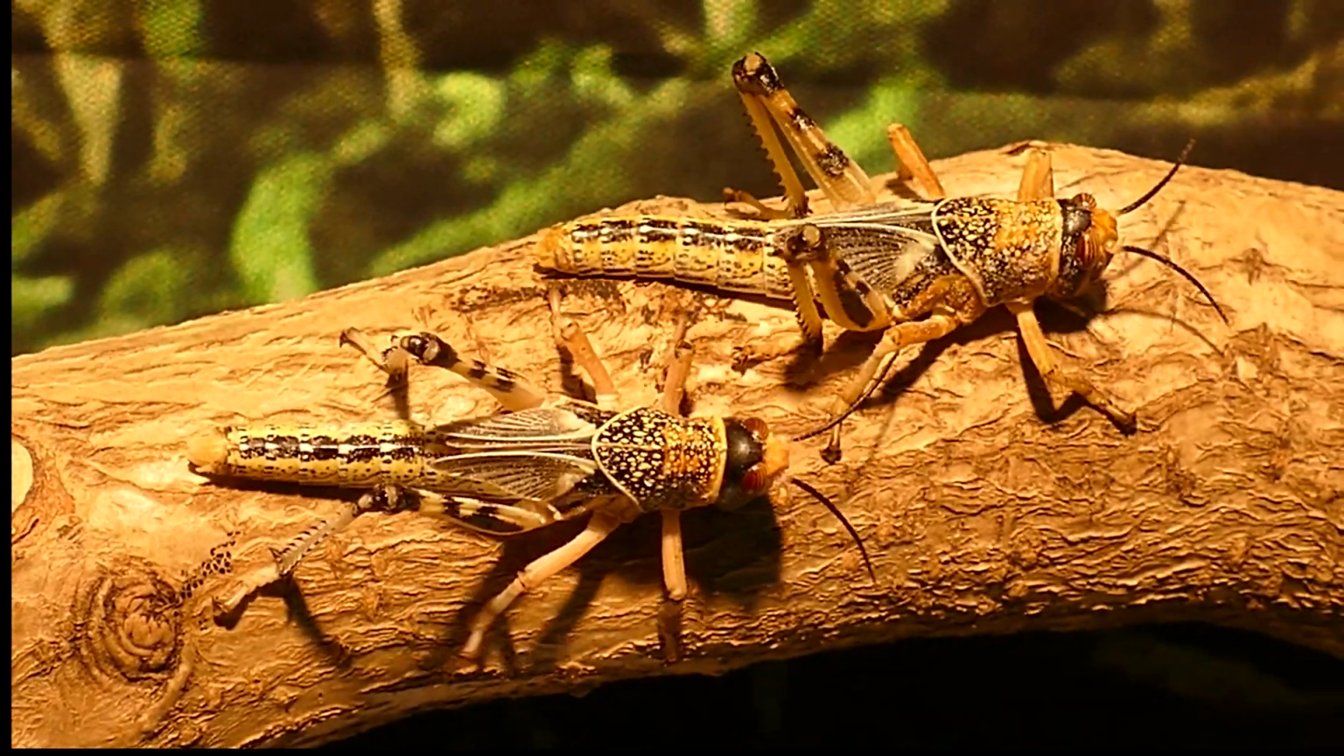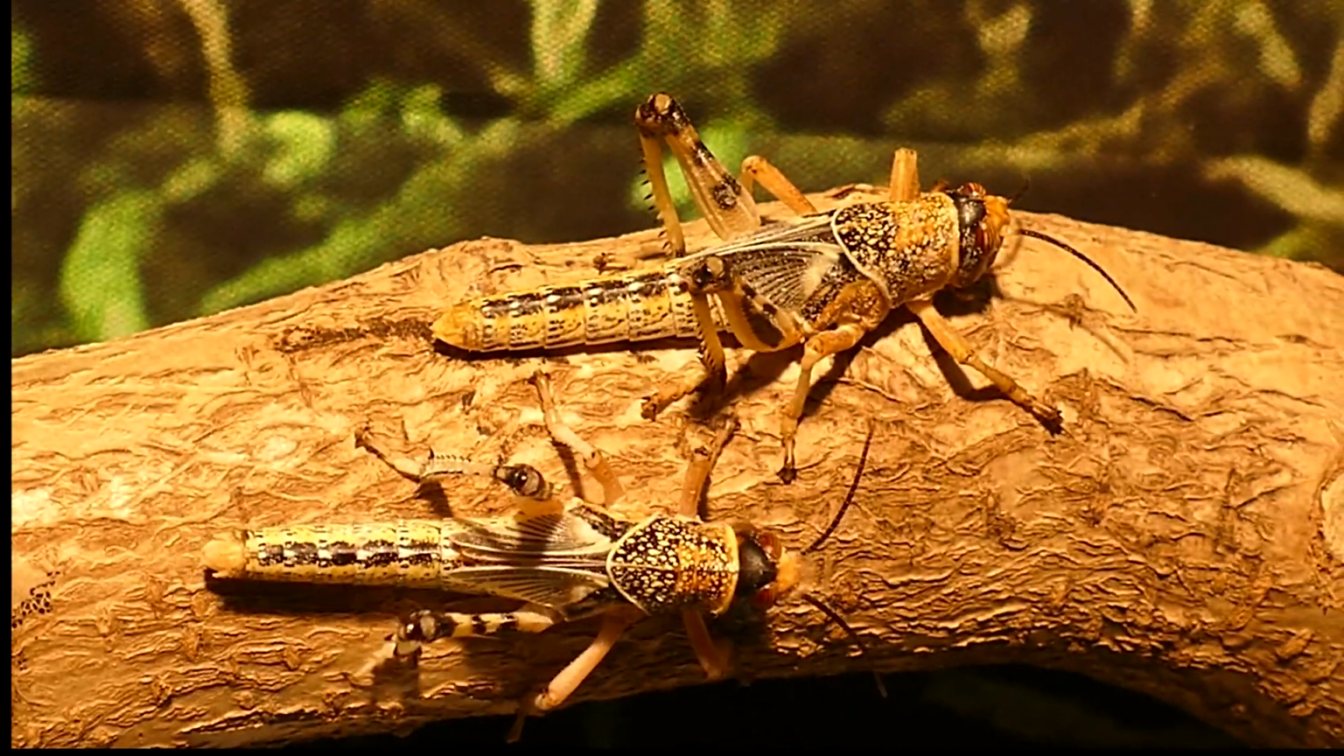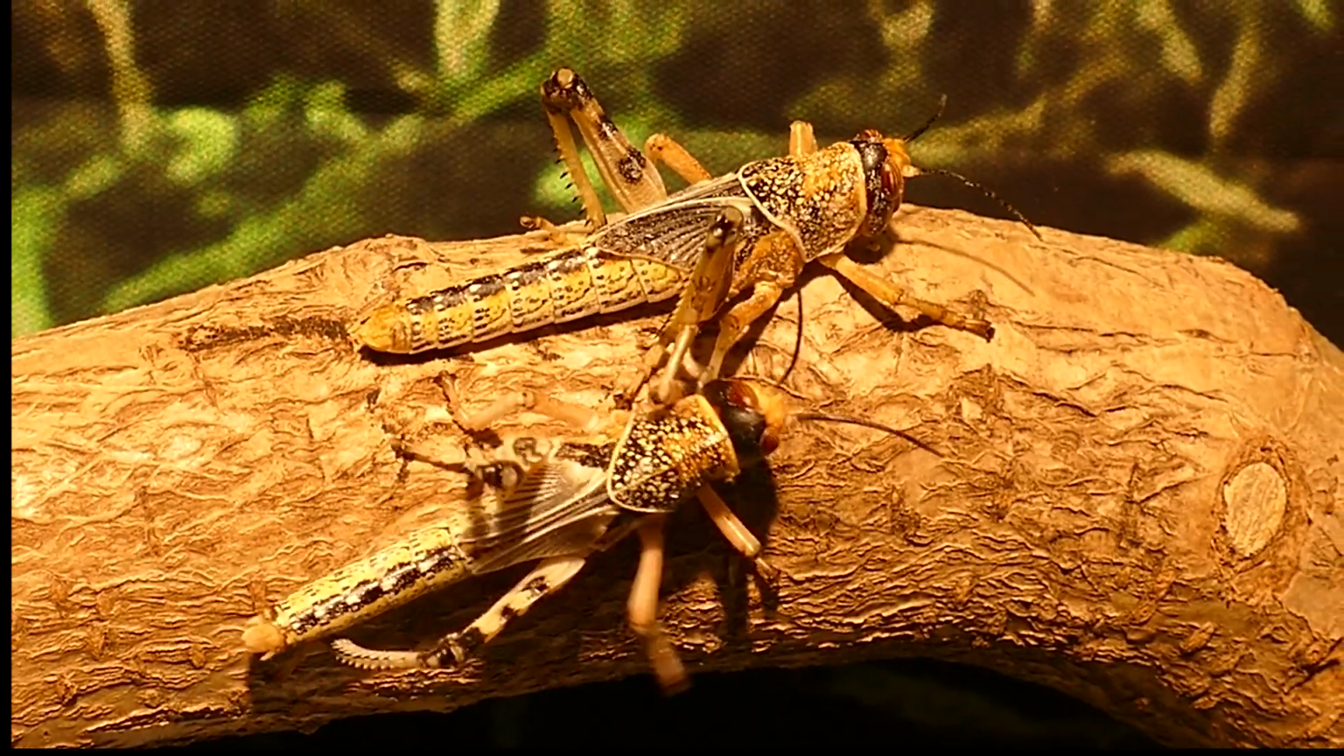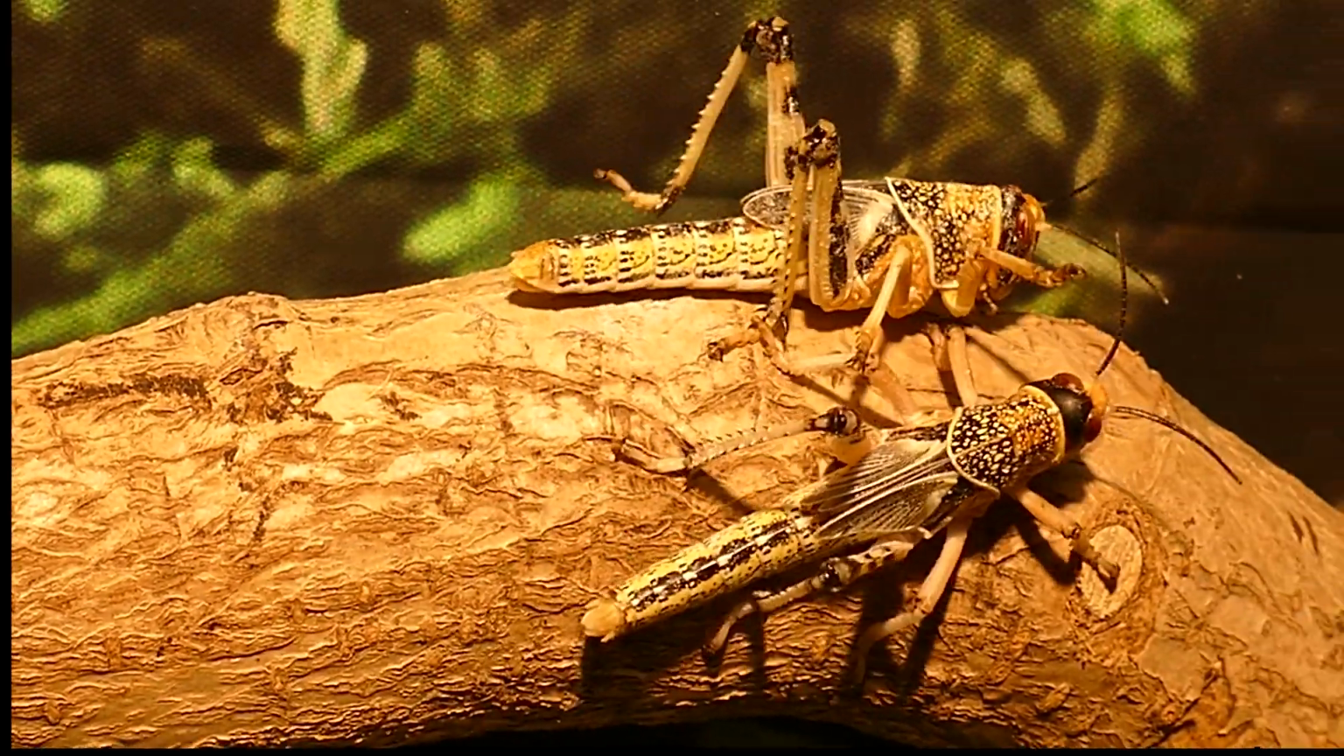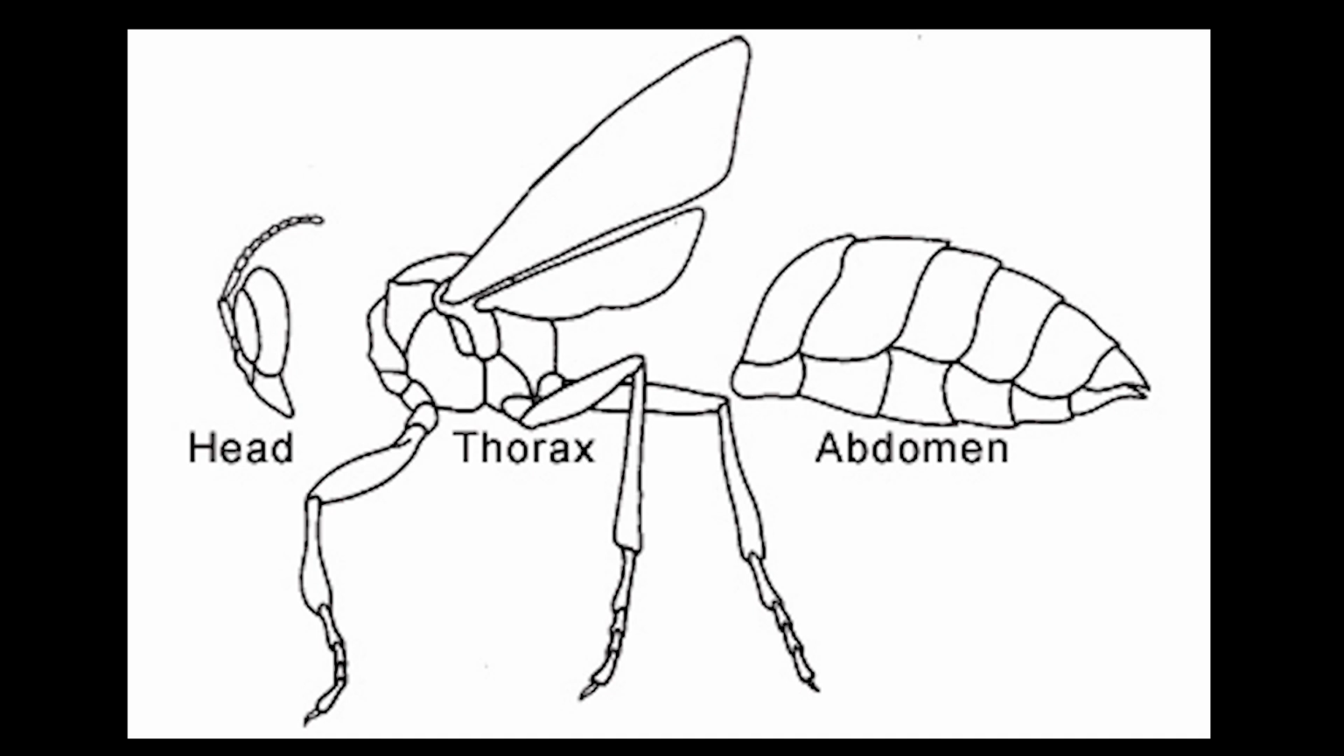6 legs. Insects possess 6 legs, which are adapted for walking, jumping, swimming, or grasping. 3 body segments. Insects have a head, thorax, and abdomen, each with distinct functions. Exoskeleton. Insects have an exoskeleton made of chitin, which provides support and protection.